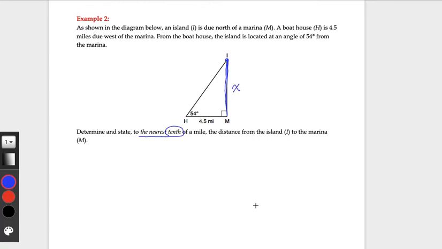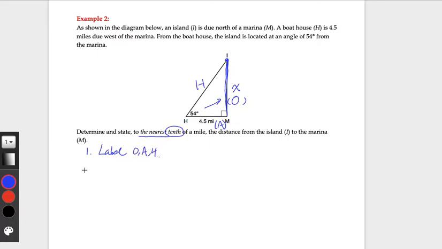Now, as we mentioned, the very first thing we are going to do is label. We're going to label OAH. Since angle 54 is given here, this is our O here. And the right angle is crossed at the hypotenuse. And then this one is adjacent. Label OAH, that's what we need to do.